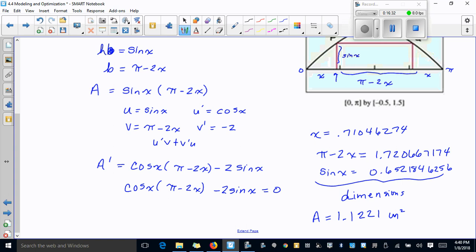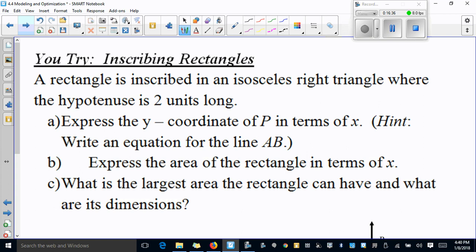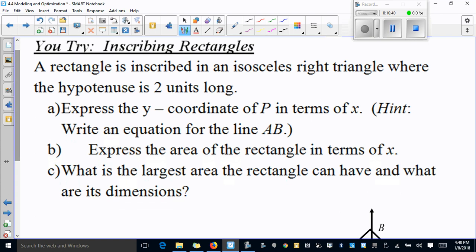So I believe we got one more, 16 minutes into the video, so one more. Inscribing rectangles on this particular one: a rectangle is inscribed in an isosceles right triangle. This is important information. Isosceles right triangle where the hypotenuse is 2 units long. First thing they want you to do, express the y-coordinate of P in terms of x. Hint, write an equation for the line A to B.